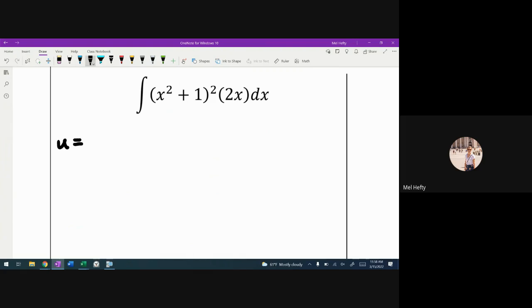All right. I see x squared plus 1. It is inside the function squared. So I'm going to set u equal to x squared plus 1. All right, so we're looking for, like, if we were to take a derivative, the thing we would chain rule. It's supposed to be inside another function.